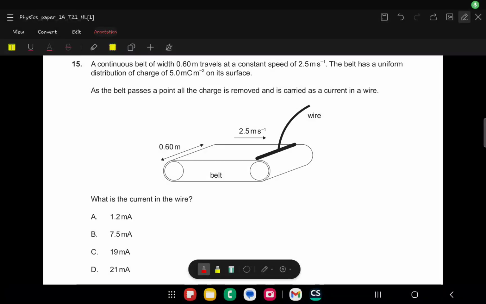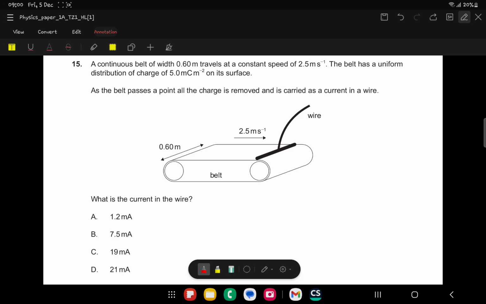Now, question number 15. A continuous belt of width 0.6 meters travels at a constant speed of 2.5 meters per second. The belt has a uniform distribution of charge of 5.0 millicoulomb per meter squared on its surface. This 5.0 millicoulomb per meter squared is what we term the charge density. As the belt passes a point, all the charge is removed and is carried as current in the wire. The question wants us to find the current in the wire.